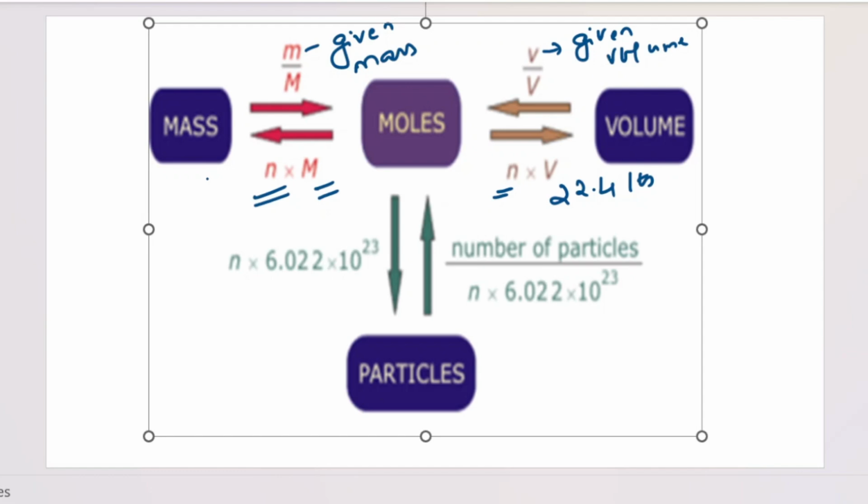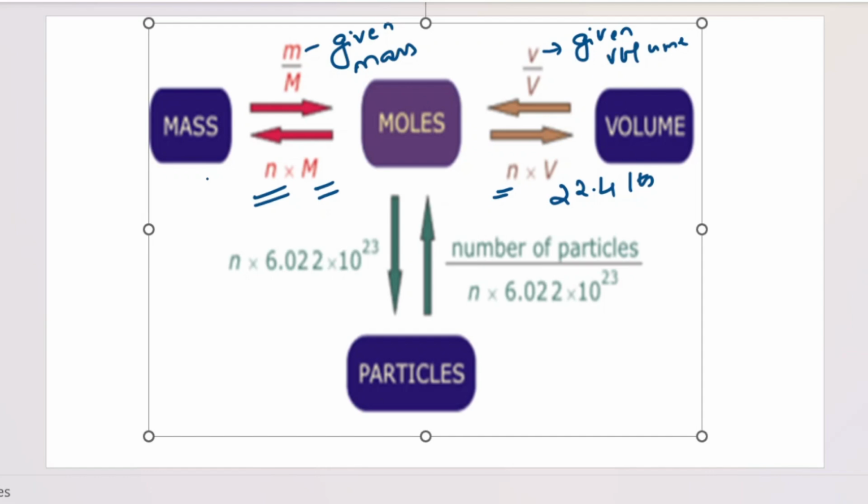Moles can be converted to mass, volume, and particles. Moles can be converted to particles by multiplying number of moles and Avogadro's number. Particles can be converted to moles by dividing number of particles by Avogadro's number. Moles can be converted to mass by multiplying number of moles and molar mass. Mass can be converted back to moles by dividing given mass by molar mass.